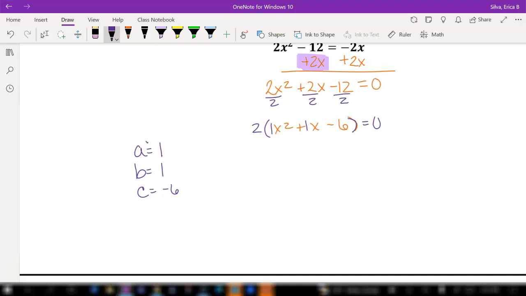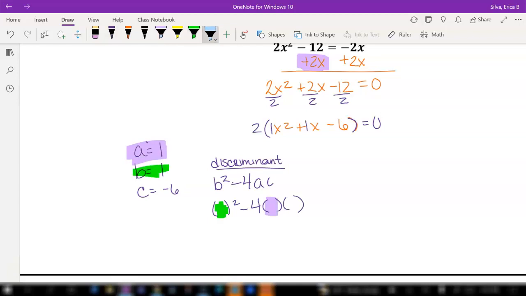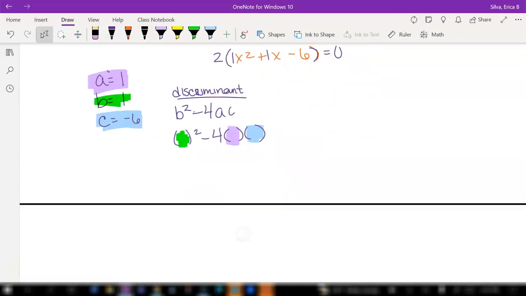So we want to look for our discriminant. So B squared minus 4 times A times C. We've got 1, 1, and negative 6. So this is 1. This is negative 4 times 1 times negative 6 is positive 24. That gives us 25. And because it's positive, we've got 2 real solutions.